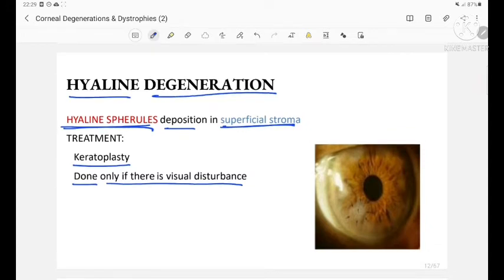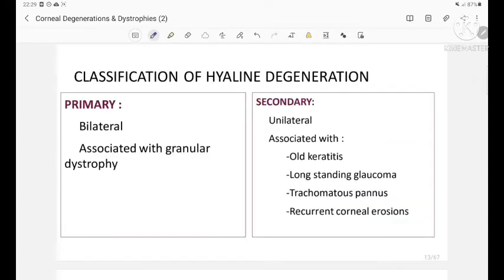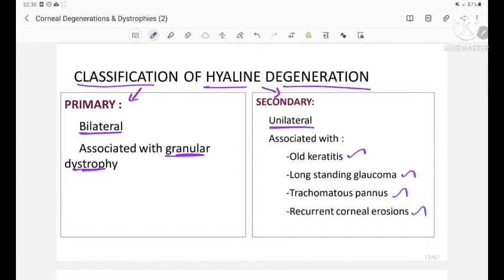The image shows hyaline degeneration. Classification of hyaline degeneration: it can either be primary or secondary. Primary is usually bilateral, whereas secondary is unilateral. Primary is associated with granular dystrophy, whereas the secondary is associated with old keratitis, long standing glaucoma, trachomatous pannus, and recurrent corneal erosions.